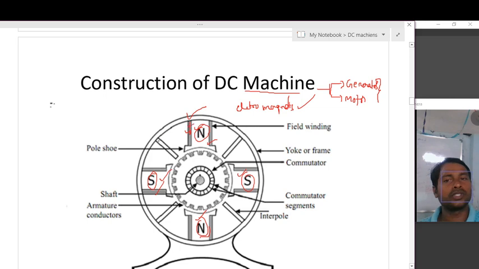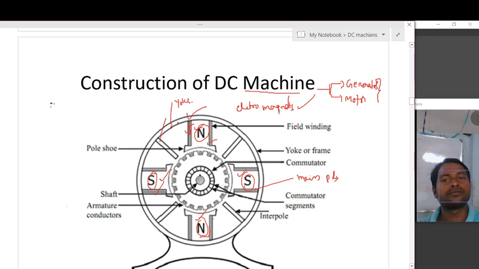So these are the interpoles, nothing but the poles between the main poles. These are called main poles. And these are the interpoles, placed between the main poles. That's why these are called interpoles. And how the interpoles are placed I will explain later. And this is the stator, and this part is called the yoke.